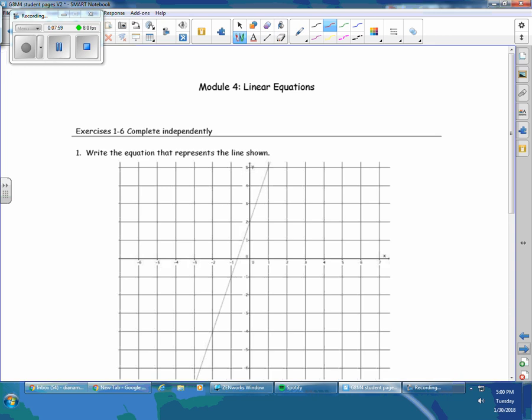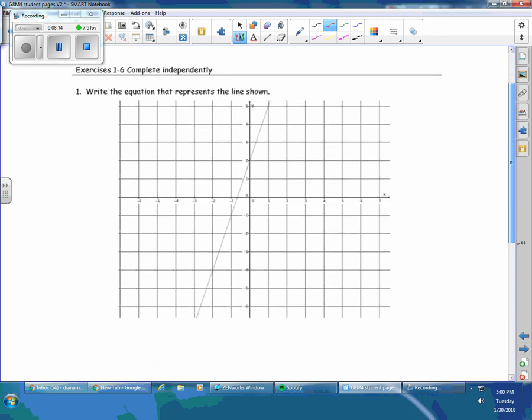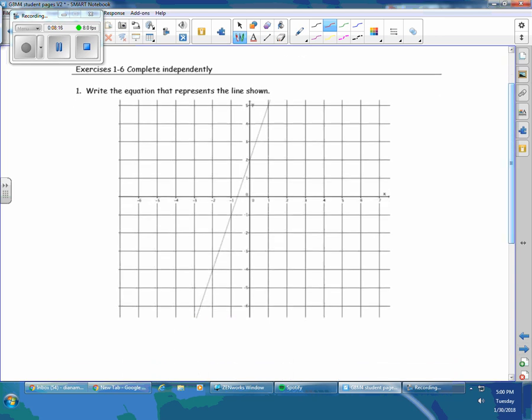Okay, exercises 1 through 6, complete independently. So what I would like you to do is go ahead and pause the video, check back in after you solve each question, and make sure you have the right answer. So pause the video right now.